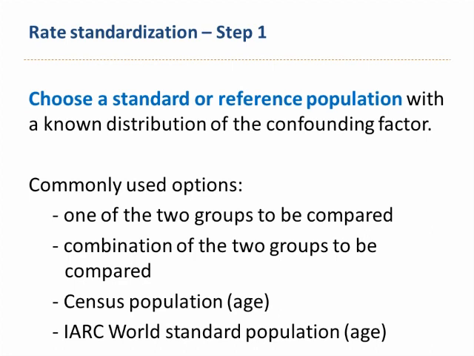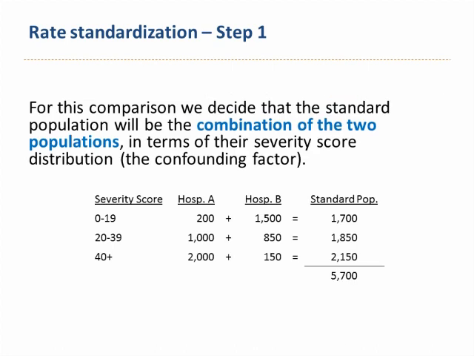For this comparison, we decide that the standard population will be the combination of the two populations in terms of their severity score distribution, which is the confounding factor in this analysis. Since we don't have a known ICU severity score distribution for some standard population, the standard population will be the combination of Hospital A and Hospital B.